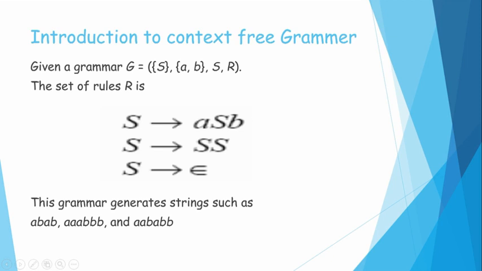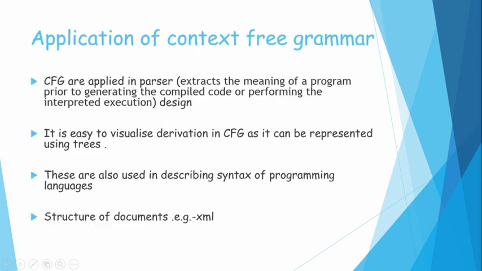Like here is the S, a single variable, deriving symbol, and the rest is the grammar, that is a terminal, non-terminal, and again a terminal. Here are some examples that S derives SS and S derives single epsilon. Now this grammar generates strings such as ABAB, AAA, BBB, and AAB, ABB with the help of these three production rules.